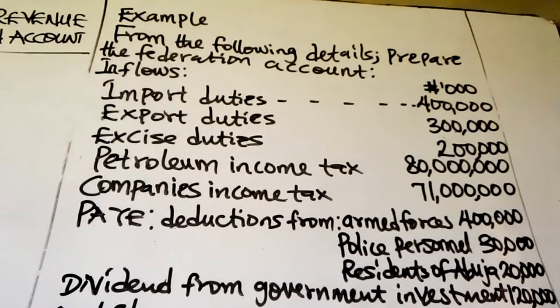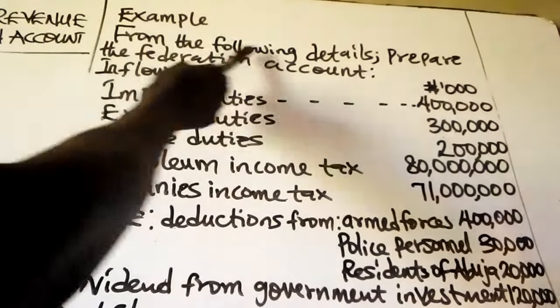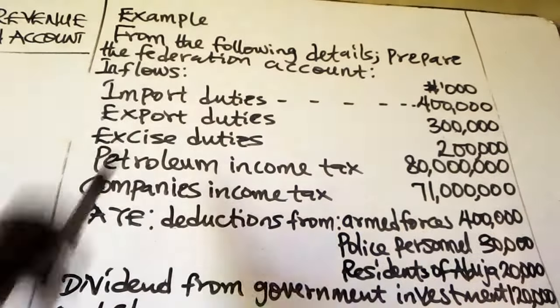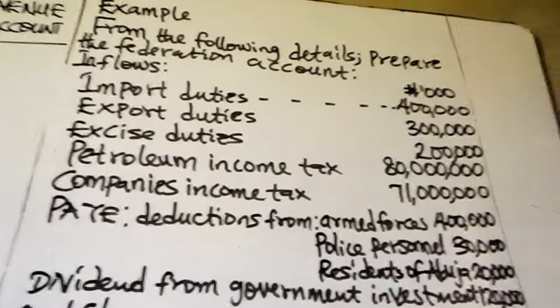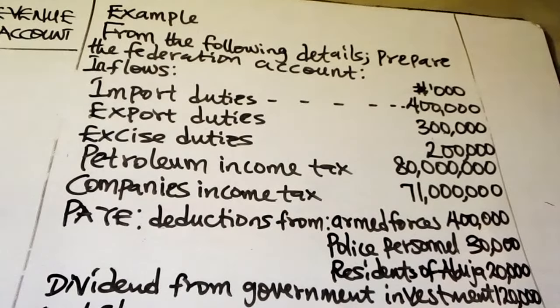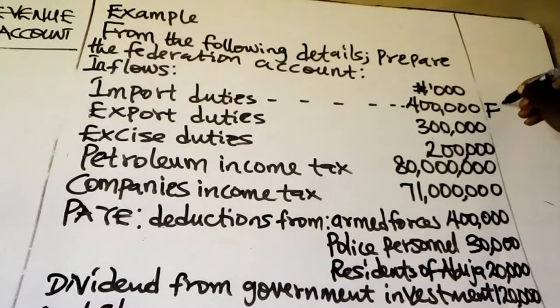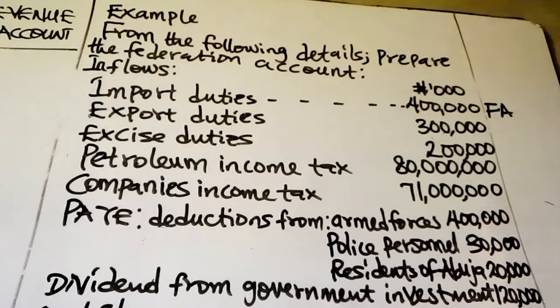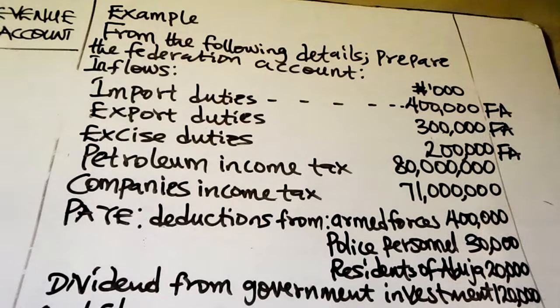Having considered the three revenue heads that go into the Federation account, I therefore want to solve questions as a worked example. From the following details, prepare the Federation account. You are given the inflows. The inflows include import duties, which go into the Federation account, FA. Then we have export duties, which also go into the Federation account. Then the third one is excise duties, which also go into the Federation account.